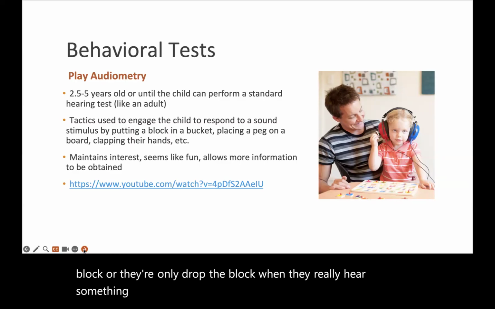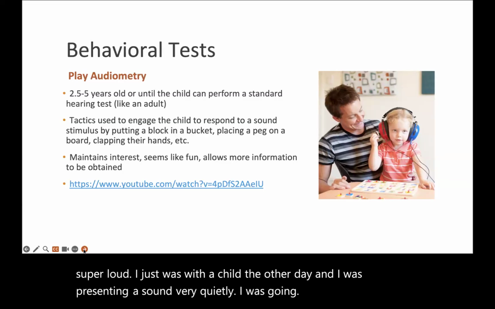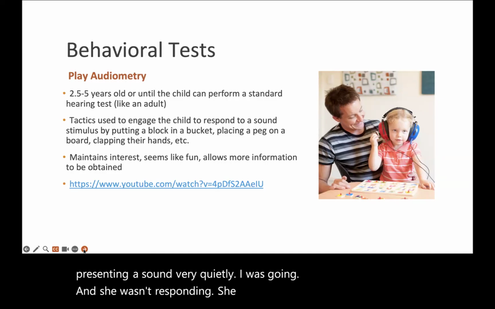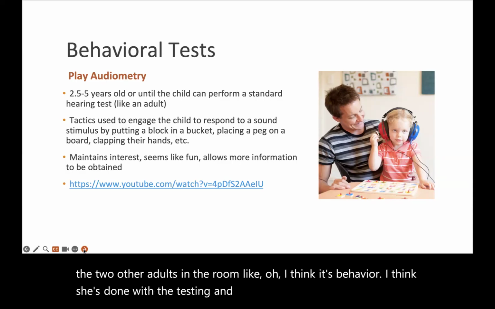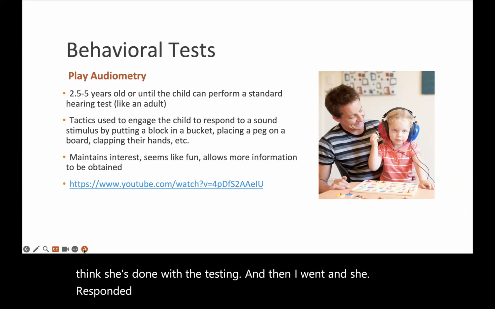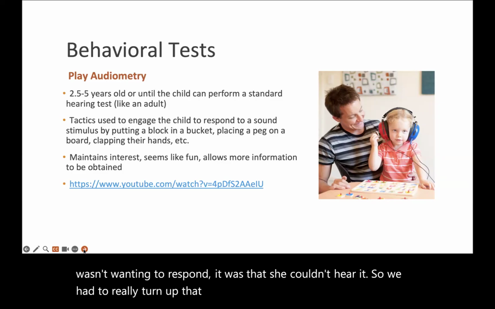I was with a child the other day, and I was presenting a sound very quietly. I was going, shh, shh, shh, and she wasn't responding. She was not responding. And then the two other adults in the room were like, oh, I think it's behavior. I think she's done with the testing. And then I went, ah, and she responded right away. And so it wasn't just behavior, that she wasn't wanting to respond. It was that she couldn't hear it. So we had to really turn up that hearing technology to give her better access.